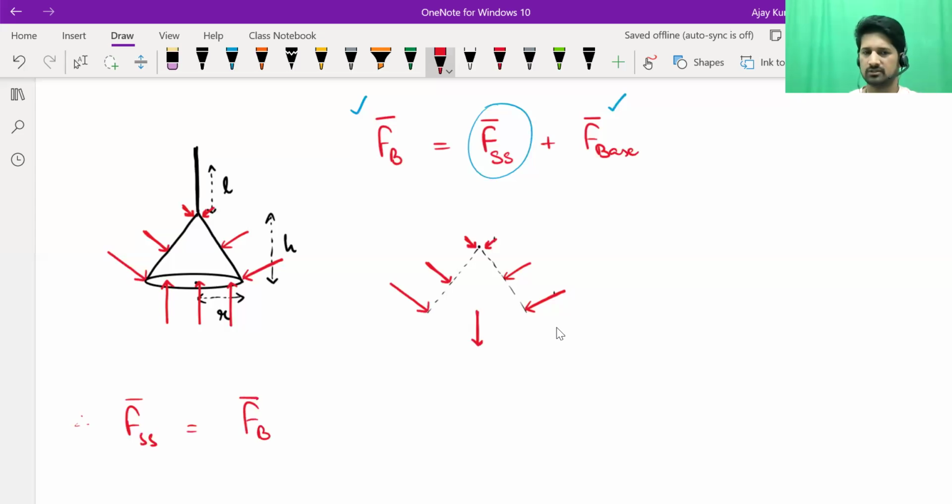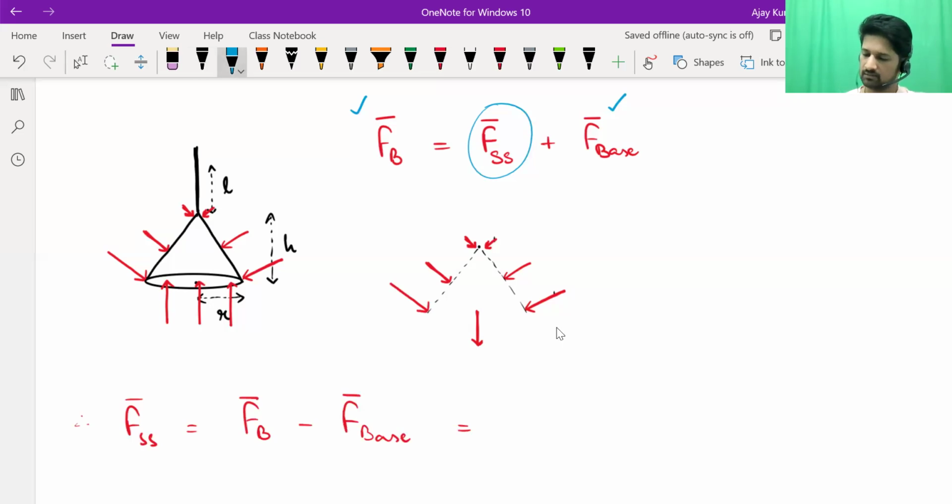Don't call it net force. Net force on the cone includes tension and weight. Net force is zero. The cone is suspended there at rest. So we won't call it net force. We'll just call it total buoyant force. Total buoyant force minus force acting on the base will give you the force acting on the slant surface. What is the total buoyant force acting on it?